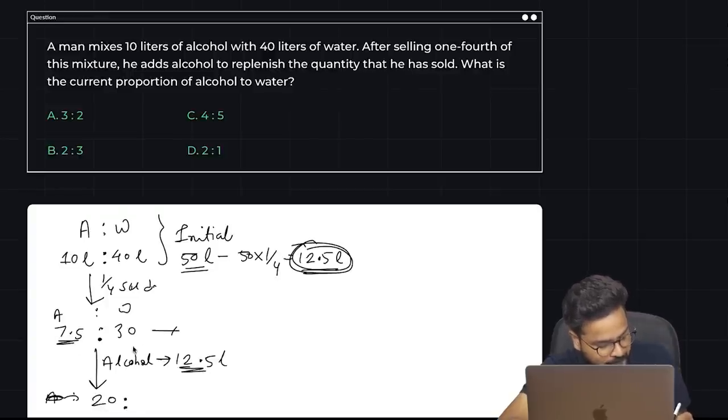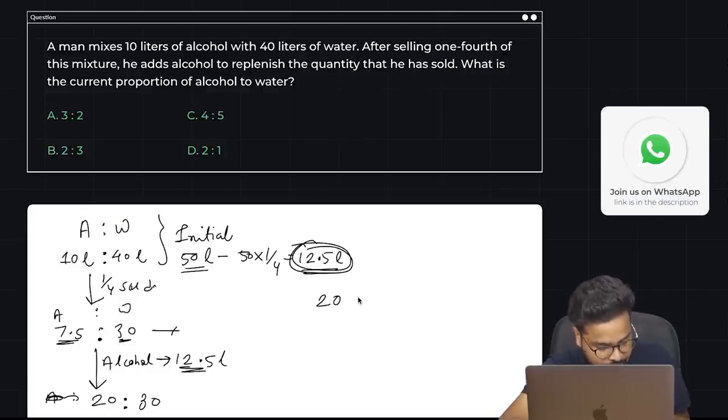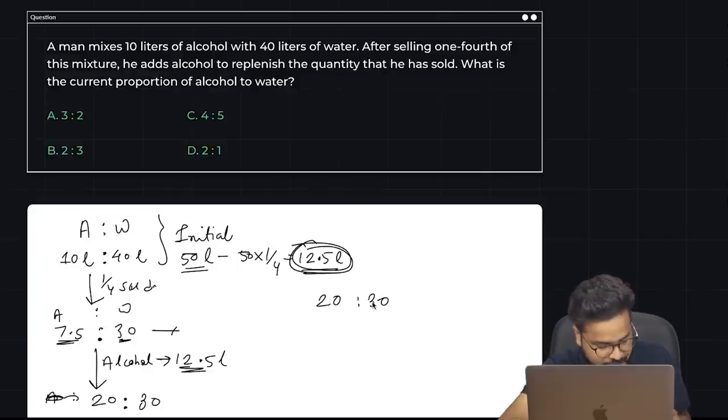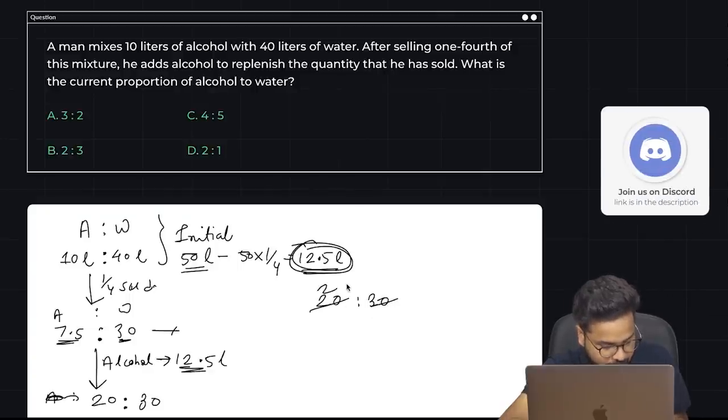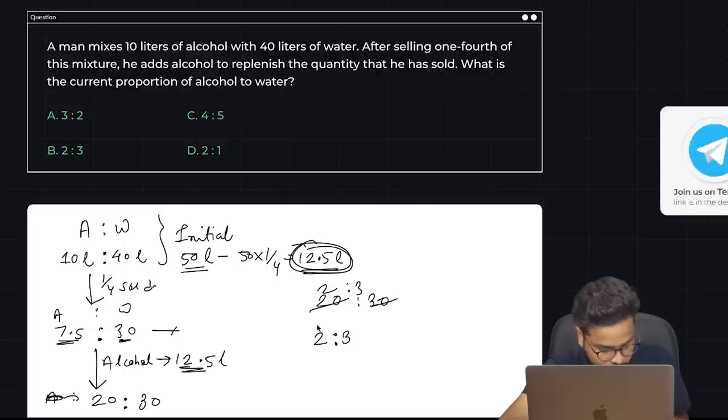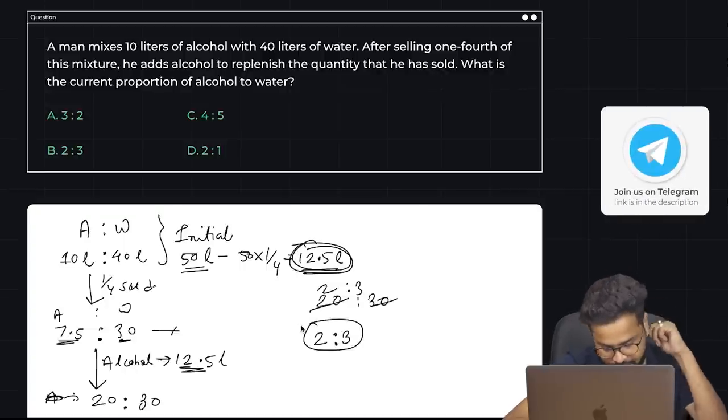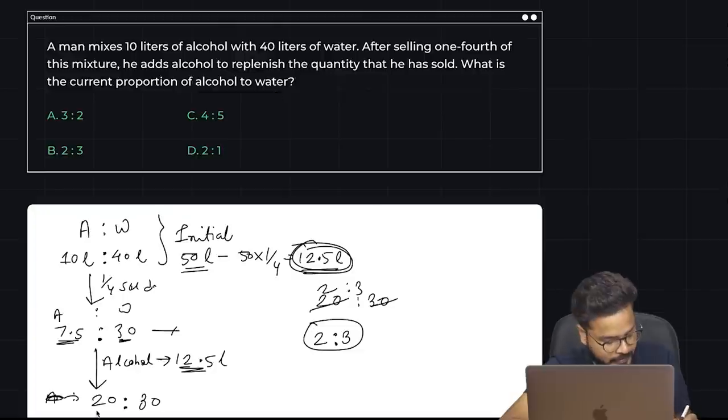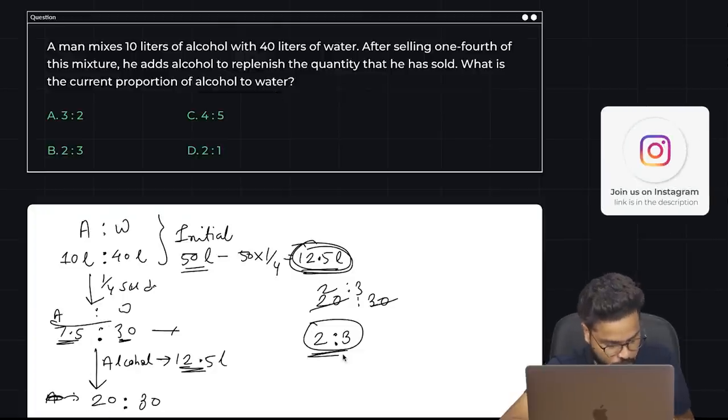And how much water would be there? It is already 30. Nothing was added. So 20 is to 30. What is that, guys? 2 is to 3. Okay. They are asking us about alcohol to water ratio. This is alcohol to water only. So 2 is to 3 would be correct.